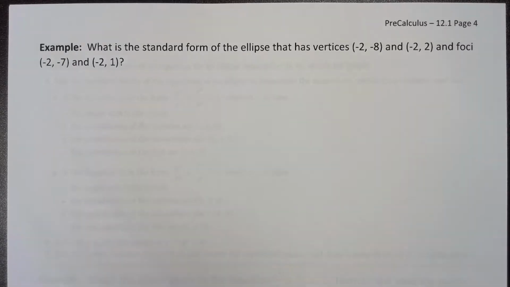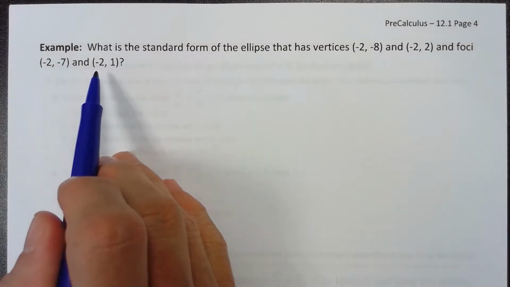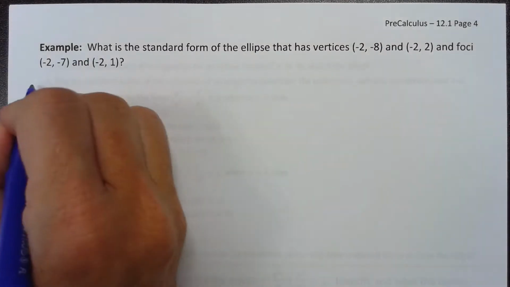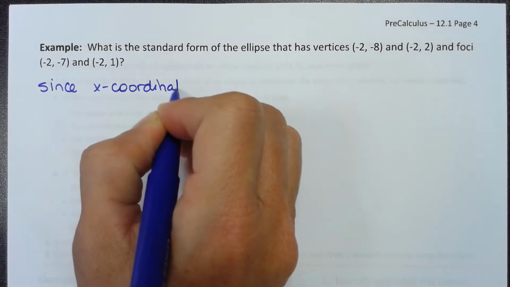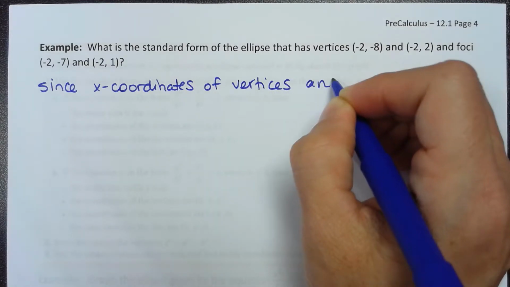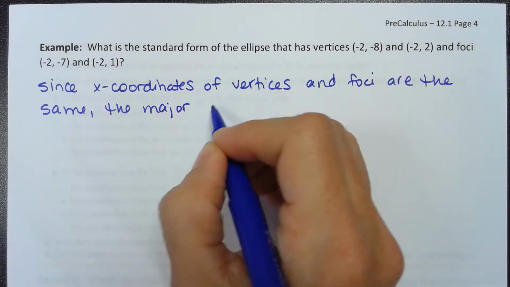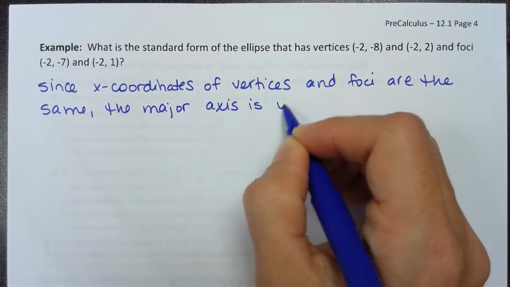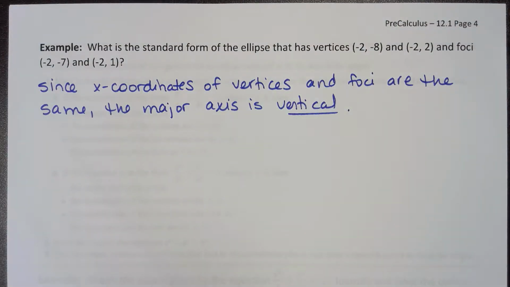Well, the first thing that we have to notice is that the x coordinates of the vertices and of the foci are all the same. So let me write out a little note here. Since the x coordinates of the vertices and foci are the same, the major axis is vertical.